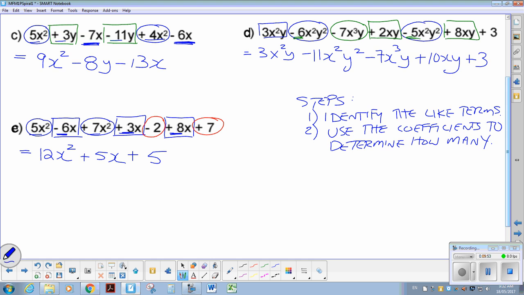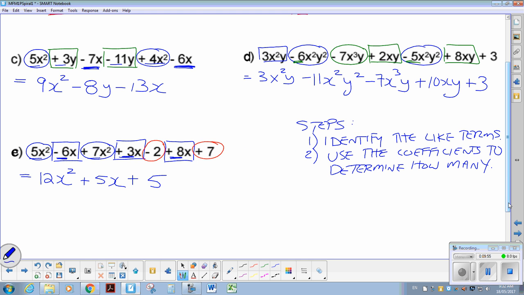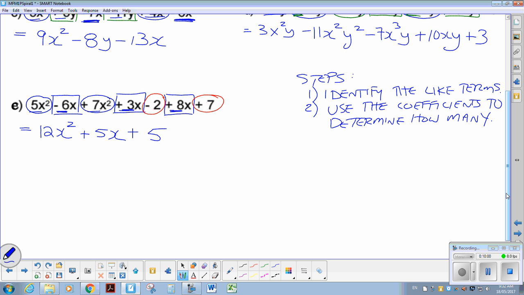So with the like terms, what we are doing is we are going through and finding all the like terms, identifying them. So we're circling them, putting boxes under them, putting lines under them. And then we use the coefficients to determine how many we have. So we just add or subtract. You'll notice again, I'm going to point this out, the variable does not change. I had x squared, it stays x squared. I had x, it stays x. We're just figuring out how many of each we have in that particular expression.